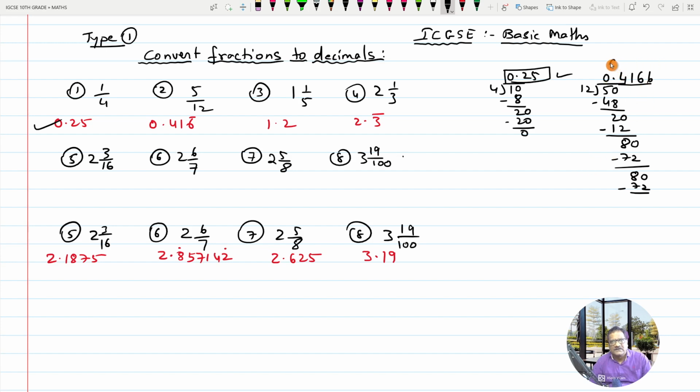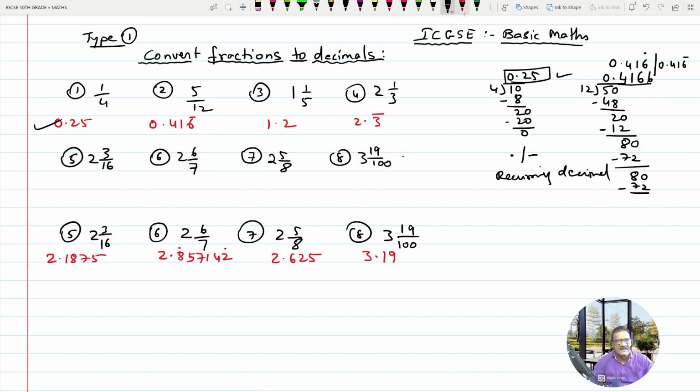So we get 0.416666. Now the 6 is going to be repeated. This type of decimal is known as a recurring decimal, because the 6 is going to be repeated endlessly. So on top of the 6 I'll put a dot. The number is 0.416 with a dot on top of the 6. You can either put a dot or you can put a bar also. Either you put a dot or a bar on top of the digit which is going to be repeated. This is how you show a recurring decimal. So the answer for 5 upon 12 will be 0.416 with a bar on top of 6.